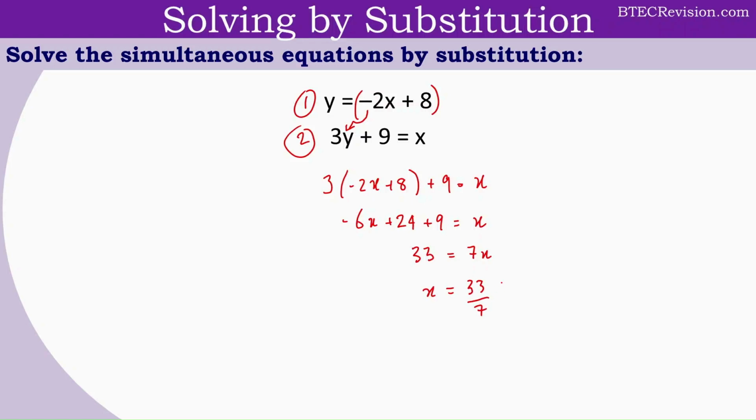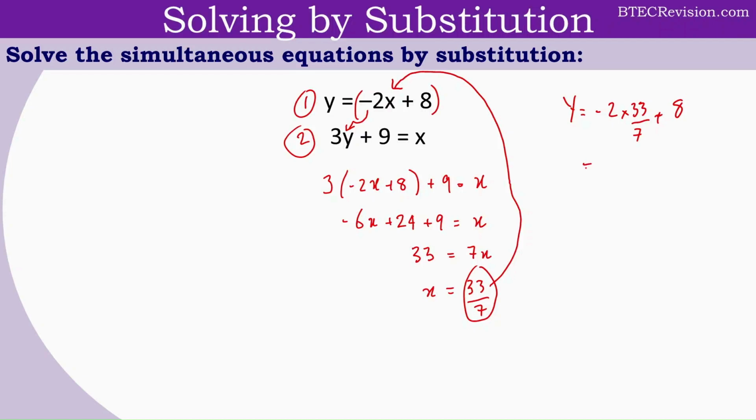Now that we have our value for x, we can simply replace our x value into one of these equations. I'm going to choose the first equation because y has already been made the subject. So I just simply substitute the value into x and simplify. So that would be y is equal to negative 2x, and we know x is equal to 33 over 7, and we're left with plus 8.